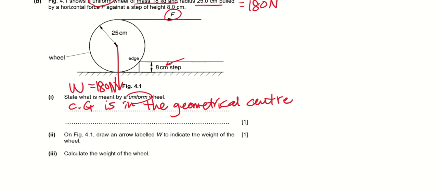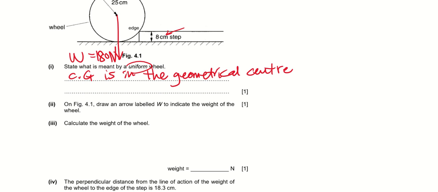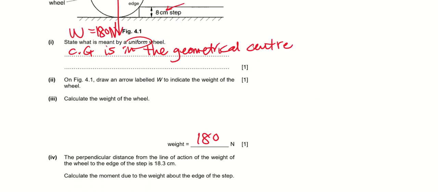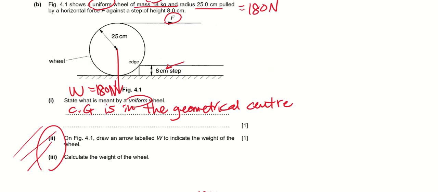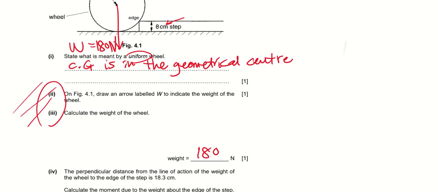Now draw an arrow W to indicate the weight of the wheel. I've done that. I got my 1 mark. Calculate the weight. I have done that. So I got 180 newtons. Now actually all this is to help you, right? If the question is to be more difficult, I will actually cross out all these questions and straight away ask you to calculate the value of this force, because you are supposed to apply principle of moments.